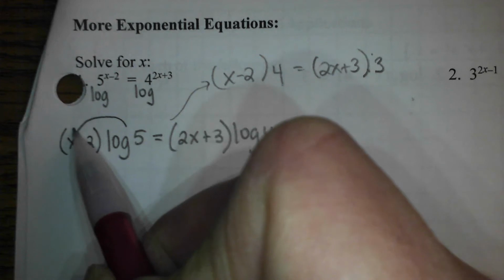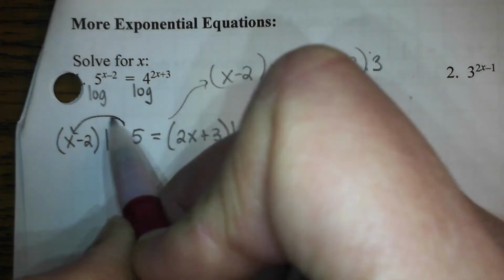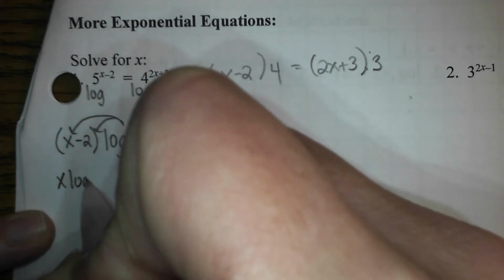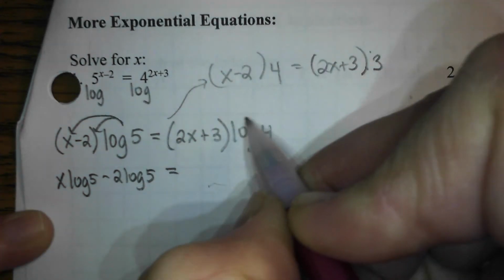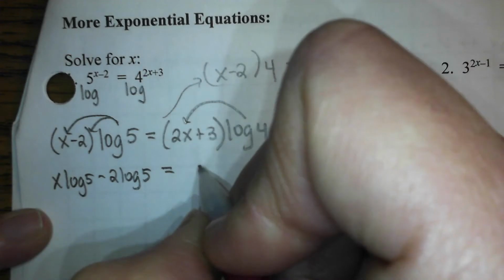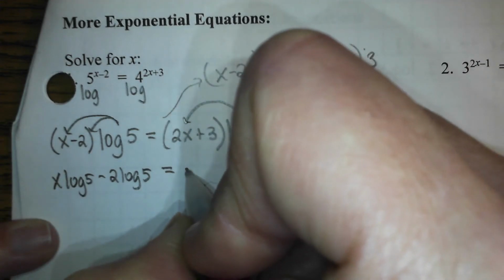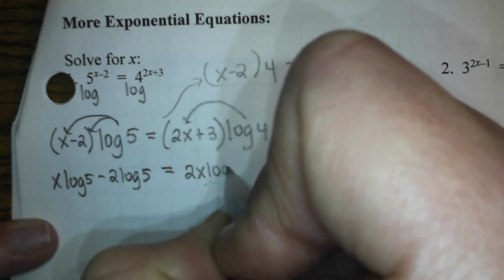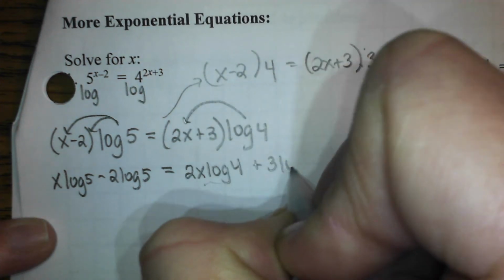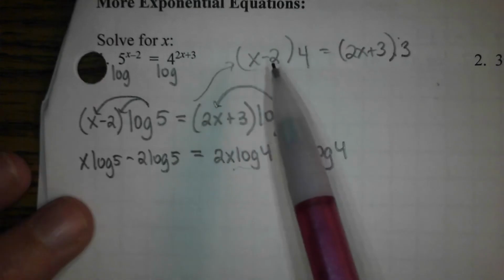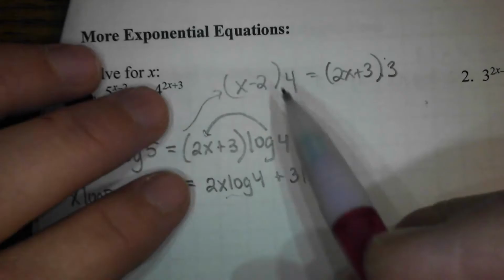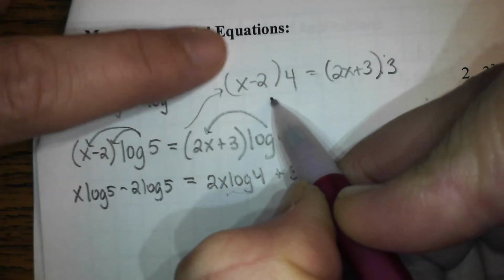We're just going to distribute the log of 5. So it'll be x log 5 minus 2 log 5. And distribute your log 4: 2x log 4 plus 3 log 4. And I'm just going to use this other numerical one as your side-by-side example. You don't have to necessarily write it down if you want.